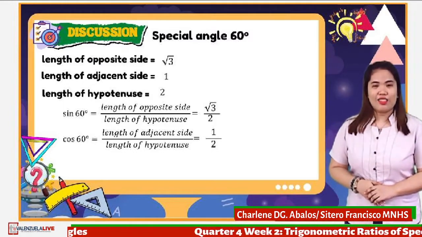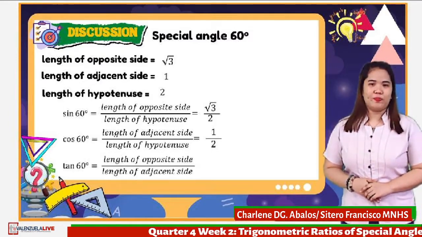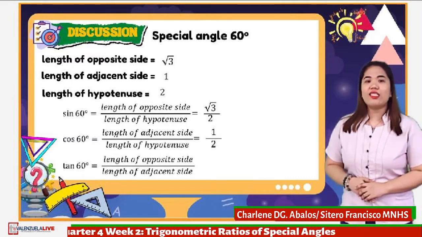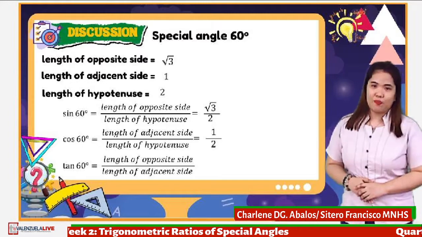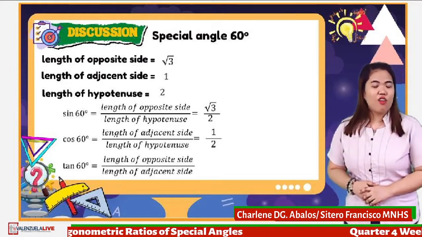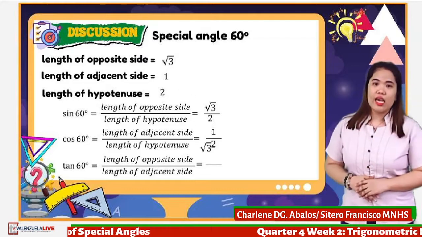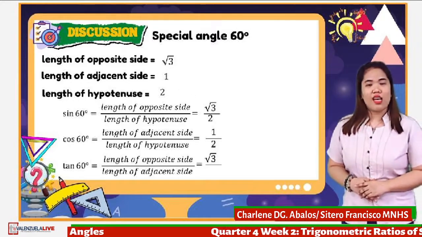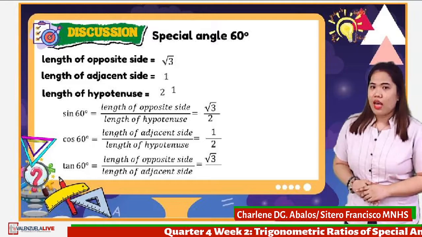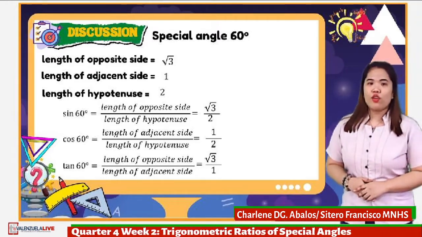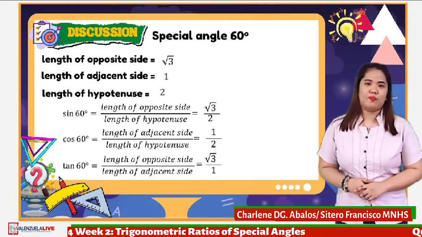Next is tangent 60 degrees. We have the ratio of the length of opposite side and the length of adjacent side. Substitute the length of opposite side, which is equal to square root of 3, and the length of adjacent side, which is 1. That is why tangent 60 degrees is square root of 3.